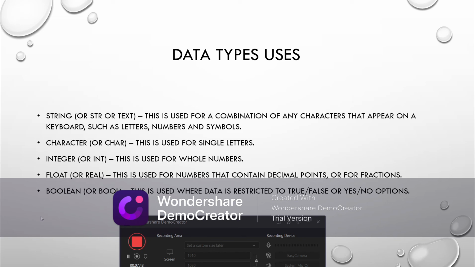This is used where data is restricted to true or false or yes or no options. So within a program, if you want the user to enter a simple yes or no, nothing else, or true or false, that's the only type of data that can be stored in boolean. Only yes or no or true and false.